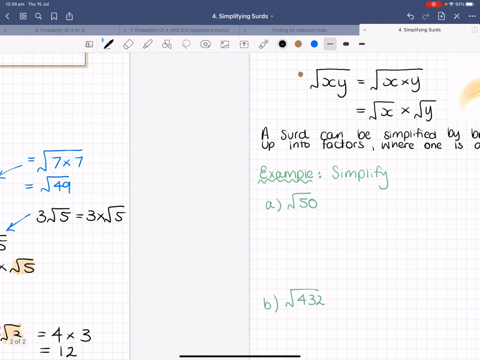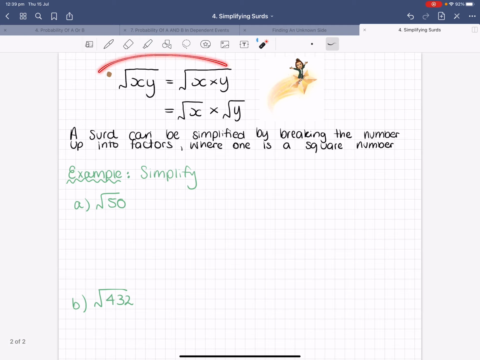Because the next thing we're going to look at is this property here. So we can simplify surds just on their own. And the reason why we can do this is because we can break it up into factors. So if we've got the square root of 50, what you want to do is break the number 50 up into two factors, so numbers that multiply to give you 50, where one of them is a square number.